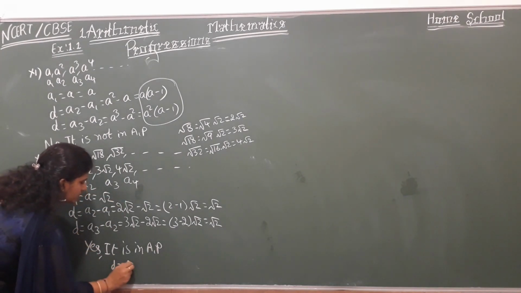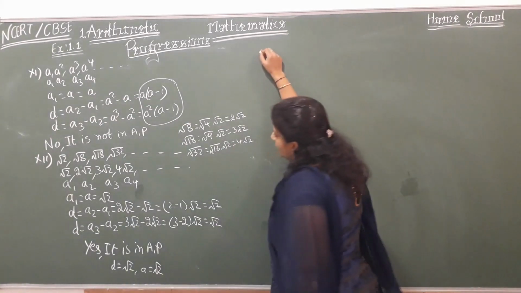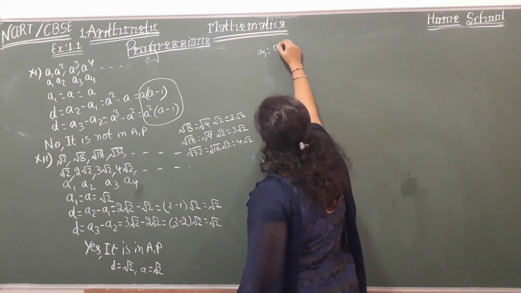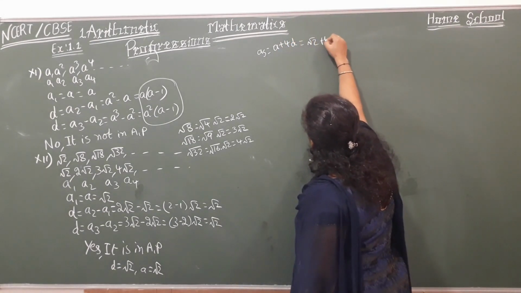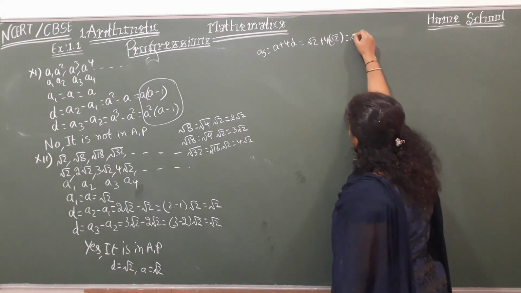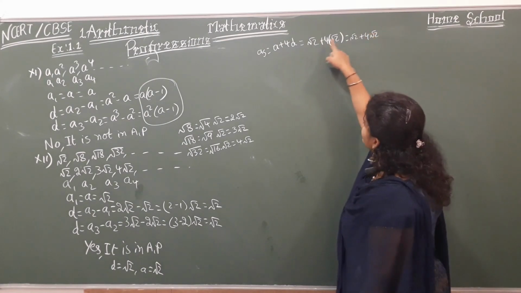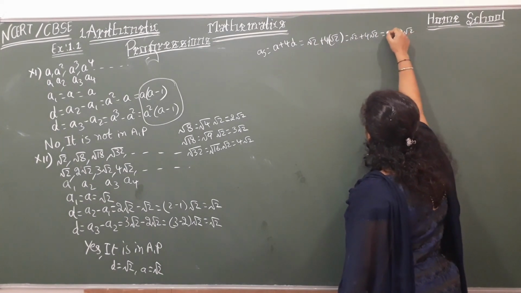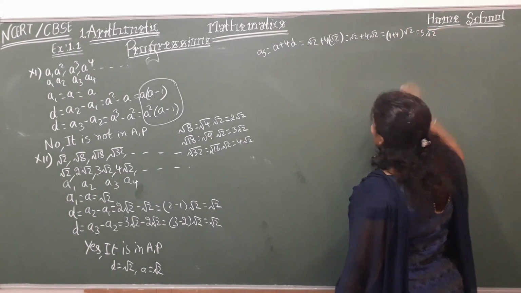What's your D? D is root 2 and A is also root 2. So coming to your next term, what will be the next term? A5. What is A5? General form: A plus 4D. A value is root 2 and D value is root 2. Substitute here: root 2 plus 4 root 2. Look here children, in these two, root 2 is common. So when searching for a common factor, you have to take it out this side. 1 plus 4 will be 5 root 2.